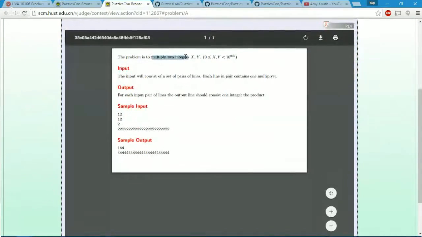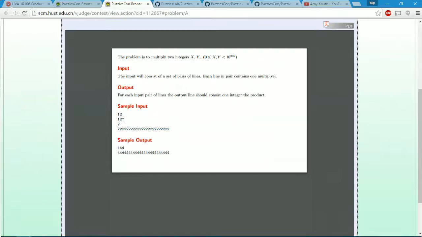The problem is to multiply two integers x and y, where x and y are both more than or equal to 0 and less than 10 to the power of 250. So the input consists of a set of pairs of lines. Each line in a pair contains one multiplier. For each pair of lines, the output line should consist of one integer, the product. So the sample input is as follows. Two lines form a pair and two lines form another pair.